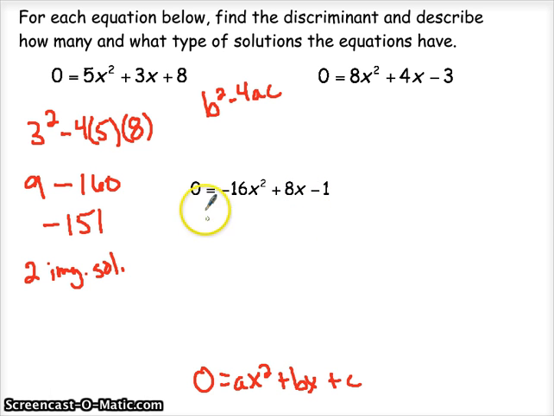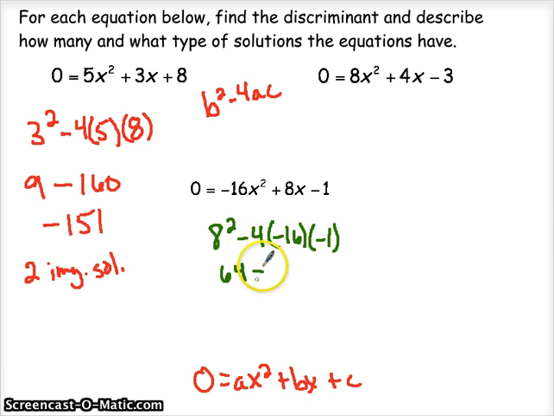Now in the middle, on the other hand, we've got b squared, 8 squared, minus 4 times a, negative 16, times c, negative 1, so 64 minus, notice the triple negative means it stays negative, and 4 times 16 times 1, well 4 times 16 is 64, we get exactly 0, and we get 1 real solution. Remember, your discriminant is 0, your interpretation is that there's 1 real solution.